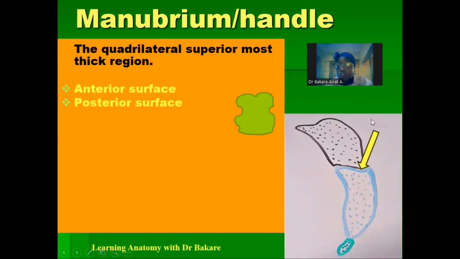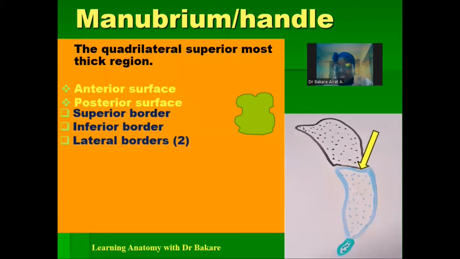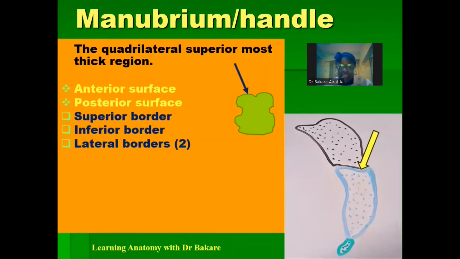It's made up of two surfaces. So we have the anterior surface and the posterior surface. The anterior surface is the surface that is directed towards the anterior part, while the posterior surface is the region that is directed posteriorly. Also, it is made up of four borders. We have the superior border, which is the upper border. Then we have the inferior border, which is the lower border, and we have two lateral borders that are seen by the side, and this is one lateral border and this is the second lateral border.